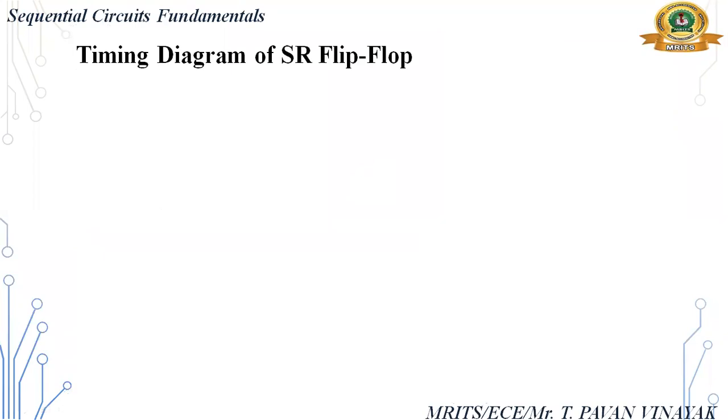Okay. Next, I am drawing the timing diagram of SR flip-flop. Before that, I am notating S, R and clock signal. First, I am drawing S, clock, R signals. Okay. Suppose I am giving clock signal like this. This is the clock signal. Okay, and I am giving S like this.